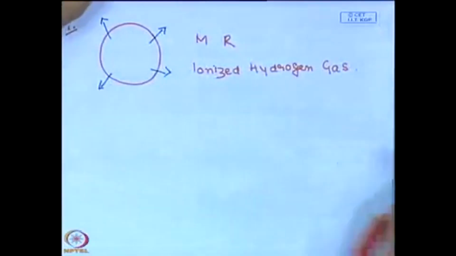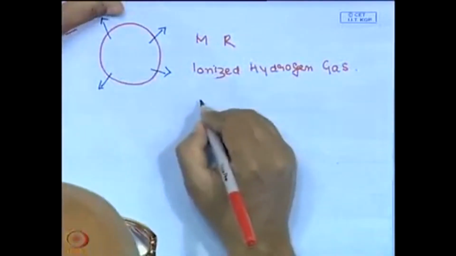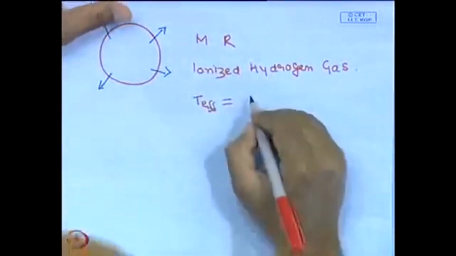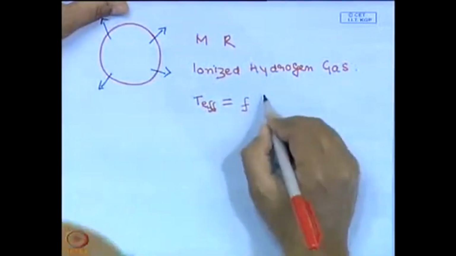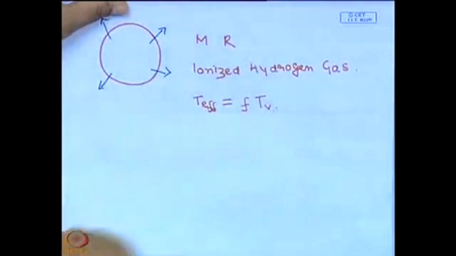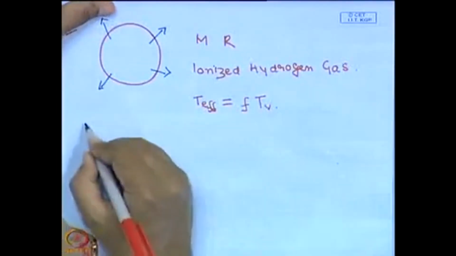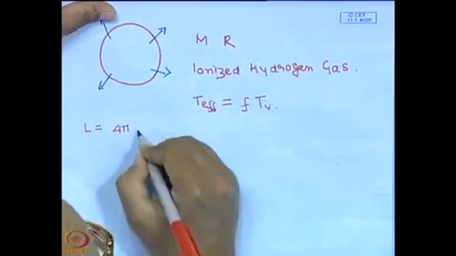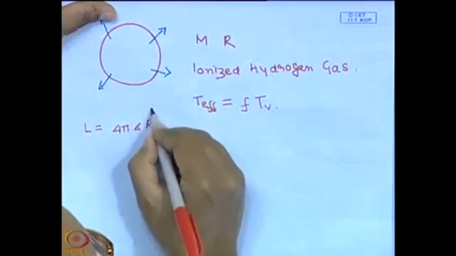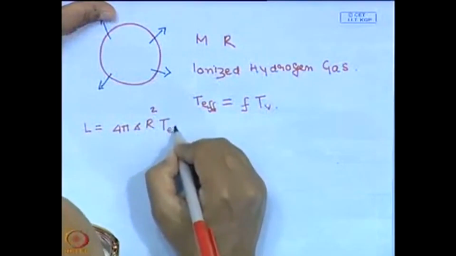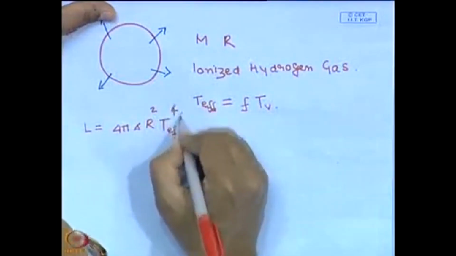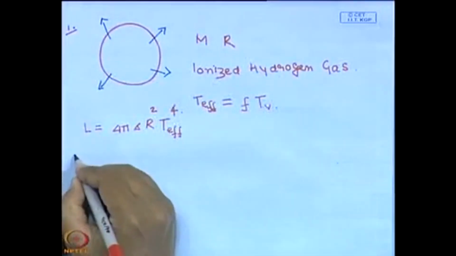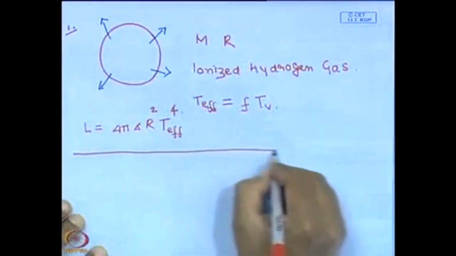And the temperature, at a temperature T effective, which is a fraction f of the virial temperature. So, the luminosity of this object is 4 pi sigma r square T effective to the power 4. So, the first part of this problem, this is the information given.